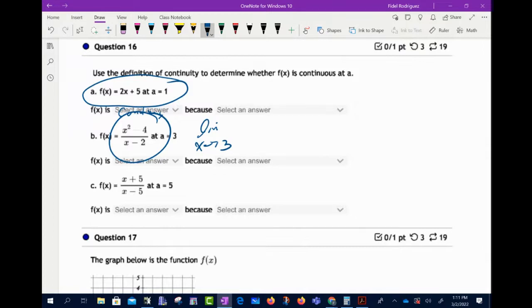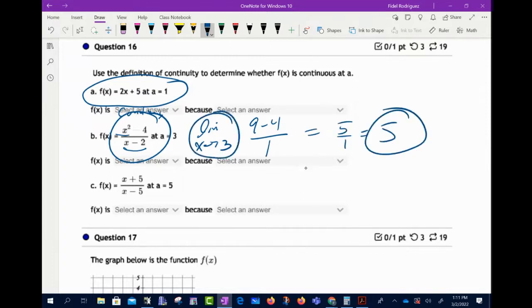What would we do? Plug it in, right? Okay, question. What's 3 squared? 9 minus 4. What's 3 minus 2? 1, right? So 9 minus 4 is 5. 5 over 1 is 5. That's how we found the limit, right? Wouldn't we also have to find f of 3?